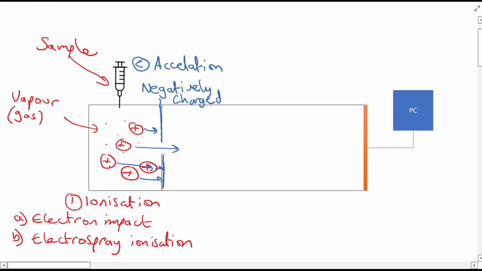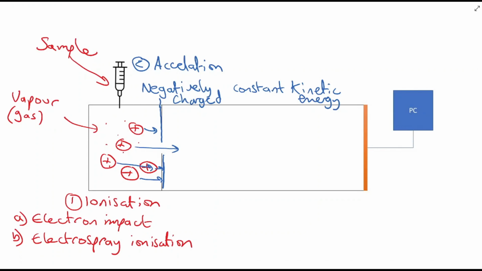Now the most important thing to remember about the negatively charged plate is it's going to mean that all of the ions that go through this hole have a constant kinetic energy. And that's really, really key to remember. Every ion that travels through this hole has the same kinetic energy because they've all been influenced by a negatively charged plate, which has minus 5,000 volts, and they're all a plus 1 charge ion, and so those two things mean that we're going to have a constant kinetic energy.